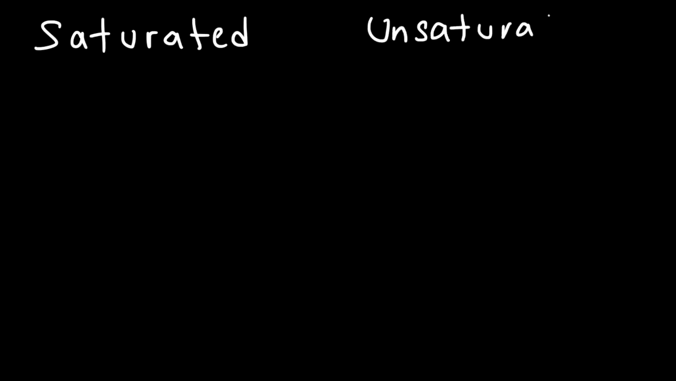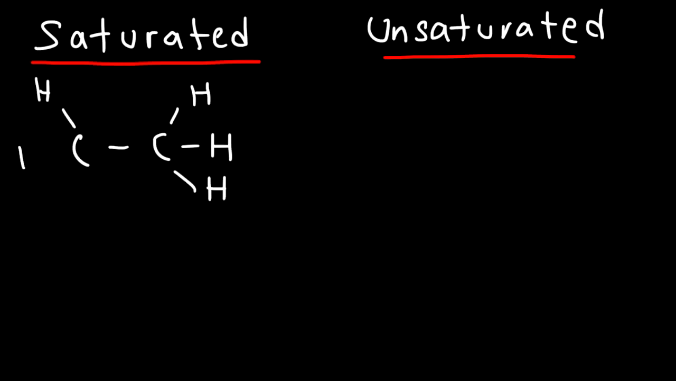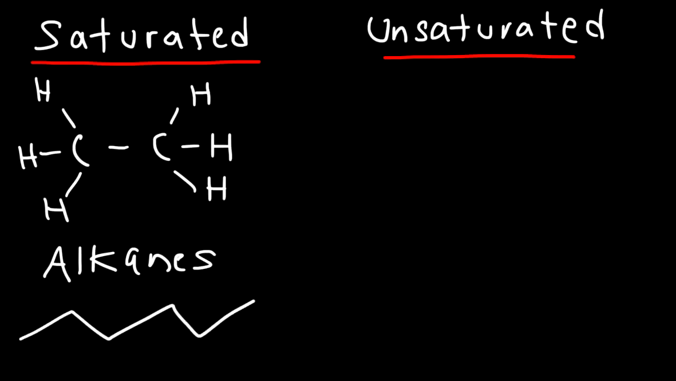Now you also need to be familiar with saturated and unsaturated hydrocarbons. So what is the difference between a saturated hydrocarbon and an unsaturated hydrocarbon? Saturated hydrocarbons are basically alkanes. They're completely filled with hydrogen atoms. They have the maximum number of hydrogen atoms per carbon atom. So anytime you have an alkane, you have a saturated hydrocarbon. There are no double bonds, only single bonds or sigma bonds.